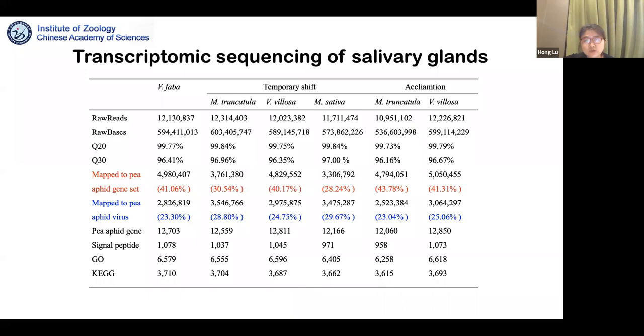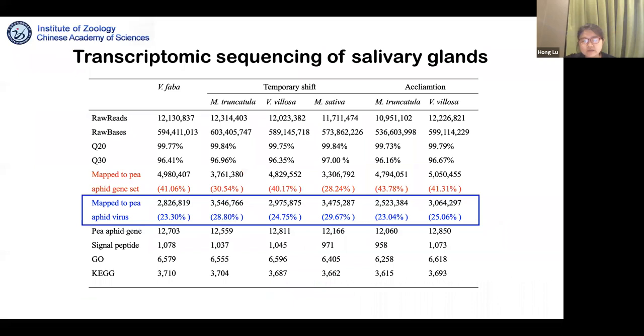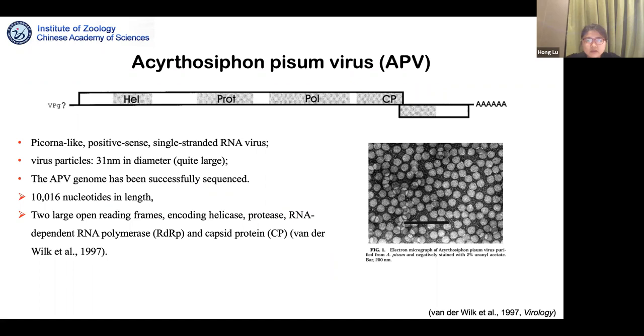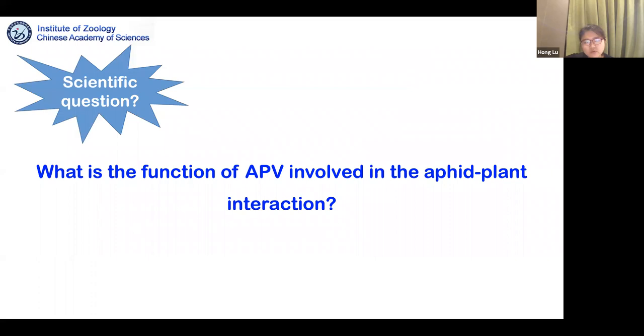In our transcriptomic sequencing of salivary glands, we found that up to 13% of the reads can be mapped to the genome of APV. APV is a picorna-like positive-sense single-stranded RNA virus. Its genome has been successfully sequenced. It has two large open reading frames encoding helicase, protease, RdRp, and CP. We put forward a scientific question: what is the function of APV in the aphid-plant interaction?